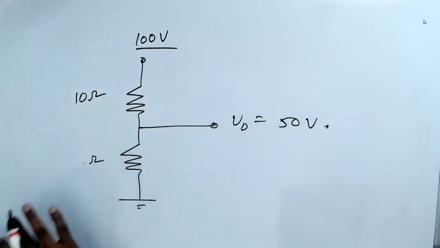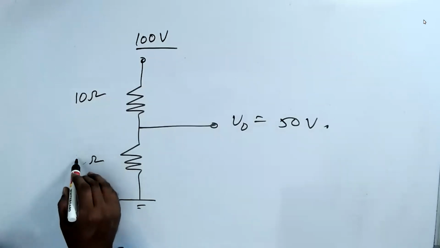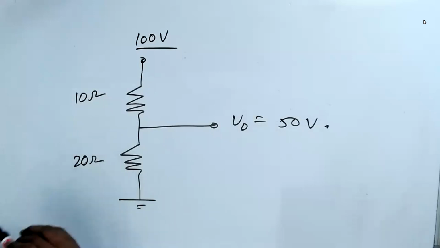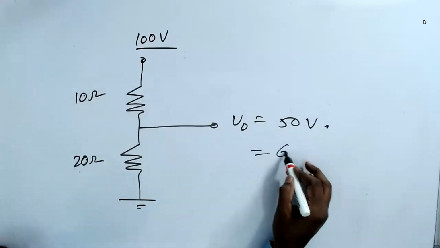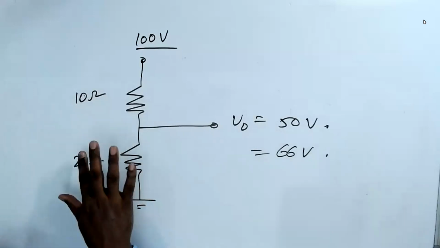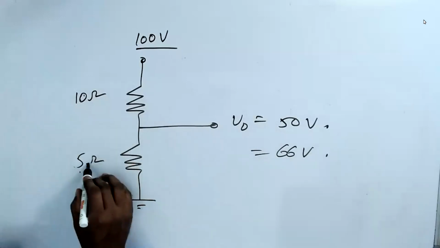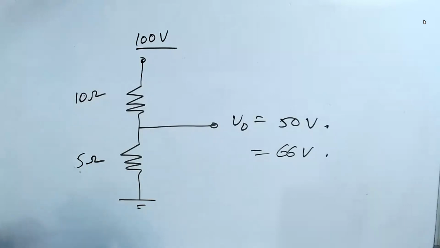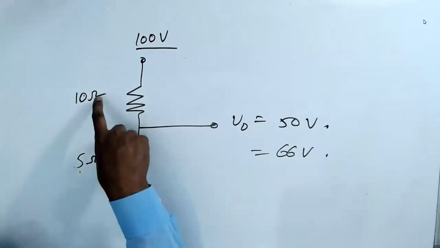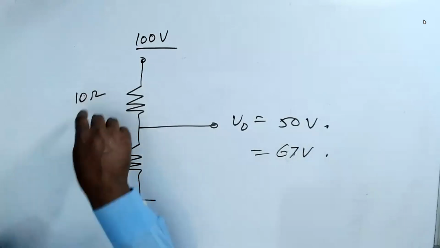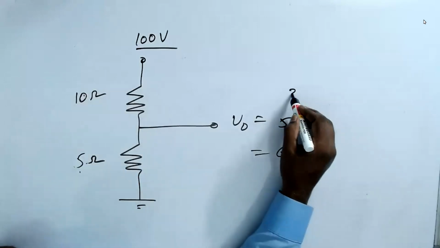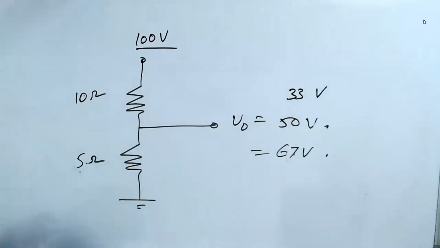If this one is 20 ohm, then 10 to 20 is 1:2, so 66 volt. If this one is 5 ohm, then 2:1, and that time it becomes 67 volt. Do you understand now?